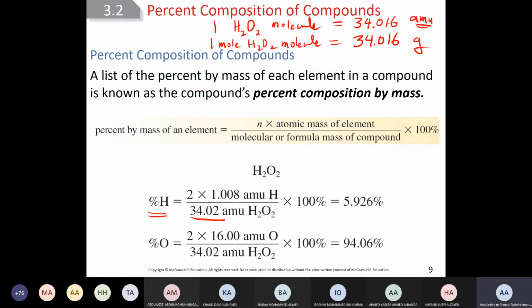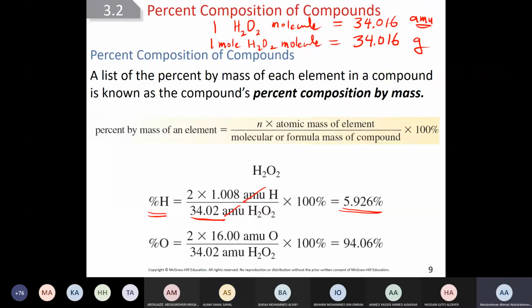Very good. What will be the unit for the percentage? No unit. Yes, percent. Why? It's a ratio.